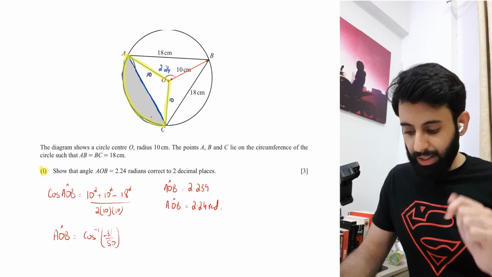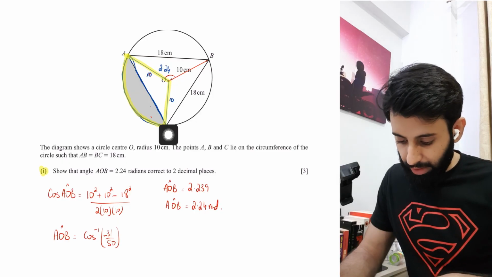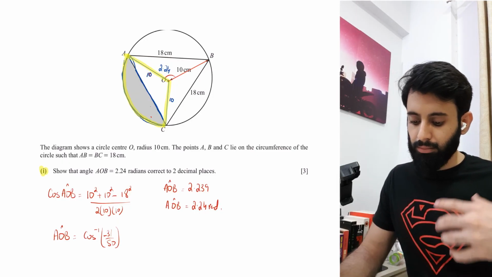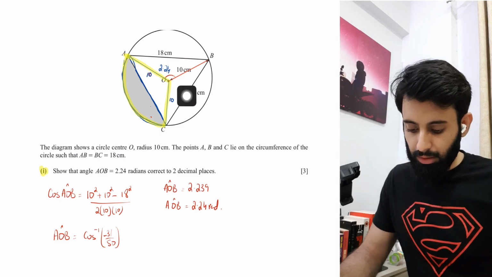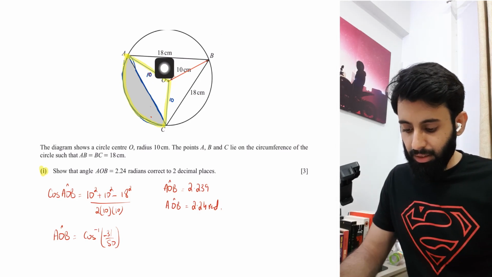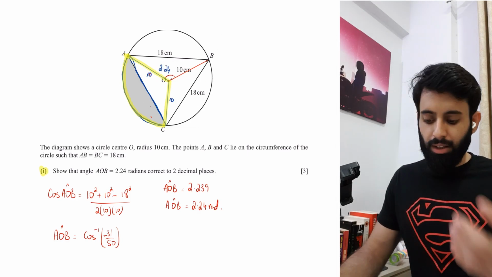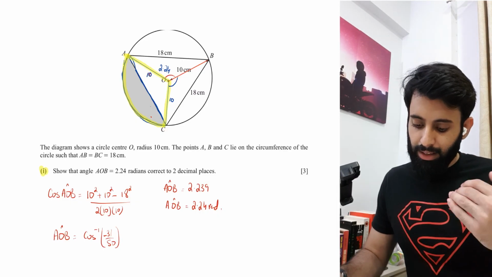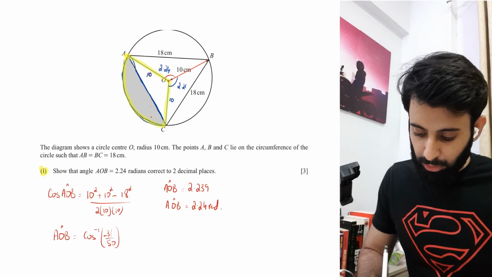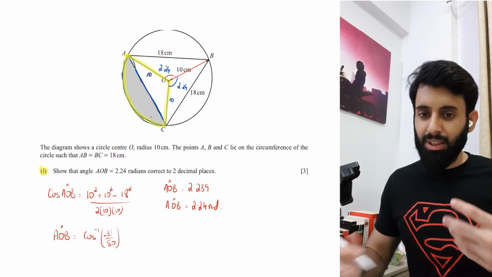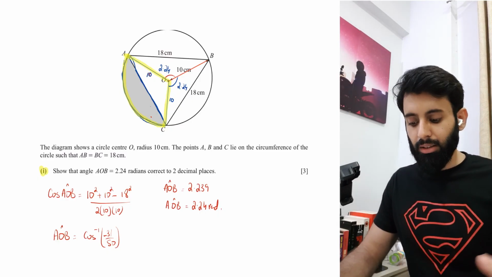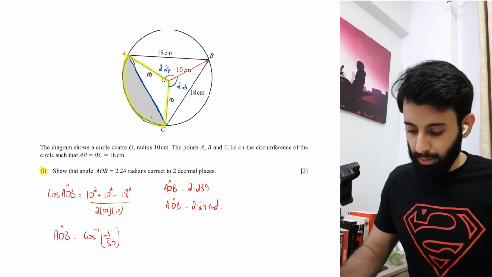And if you look at triangle AOB and triangle COB, you can see that these two are the same triangles. You have 10, 10 and 18, and the other triangle also has the same lengths, 10, 10 and 18. So that means angle COB will also be 2.24. There's no need to work it out again. These are basically congruent triangles. That's the word that I was looking for. So therefore the angle between the two radii will be the same.